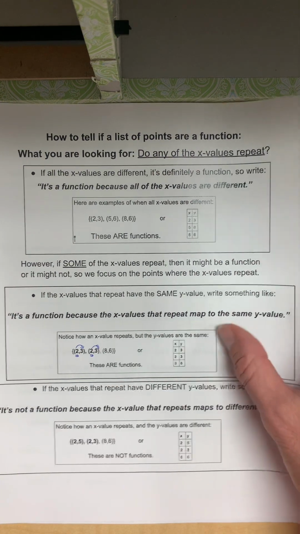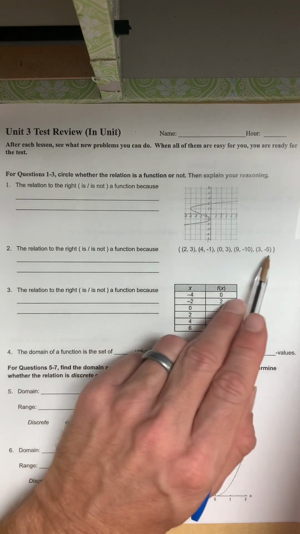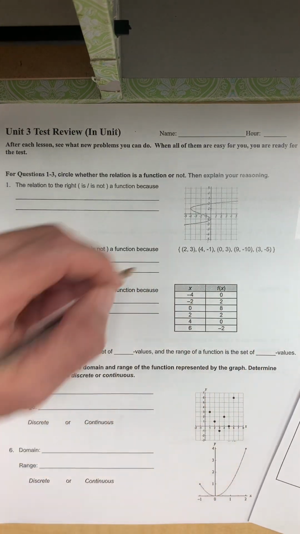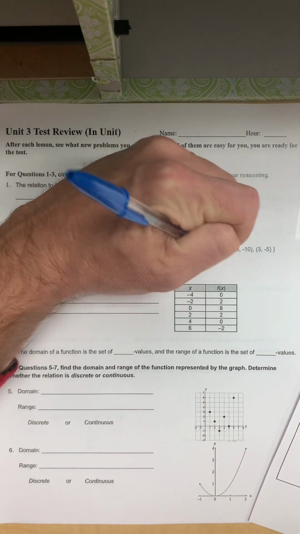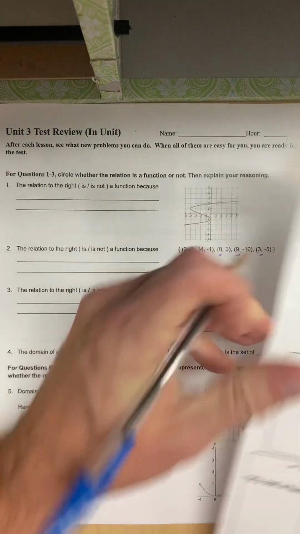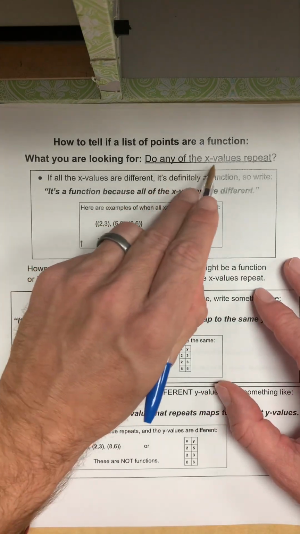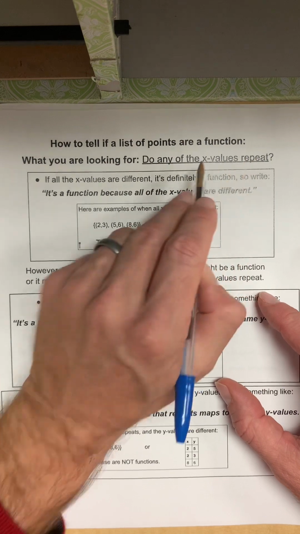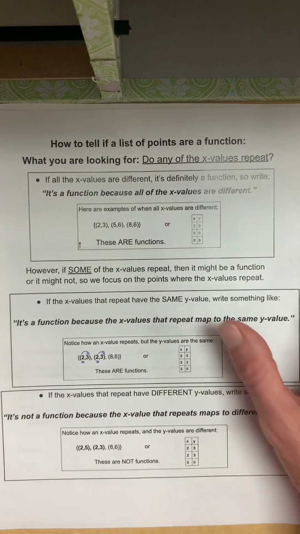If you want to know if points are a function or not, you basically need to focus on the x values. And you're asking yourself a question. Do any of the x values repeat? Okay, do any of the x values repeat?